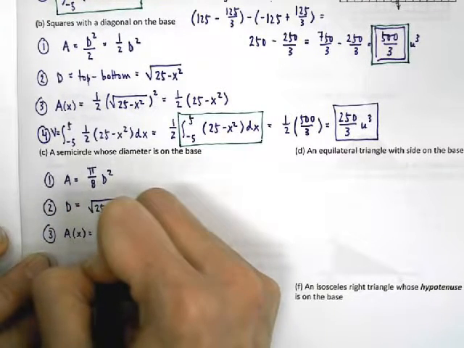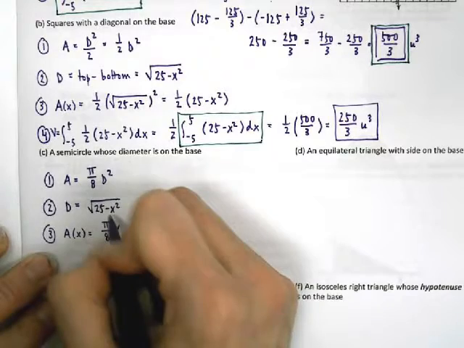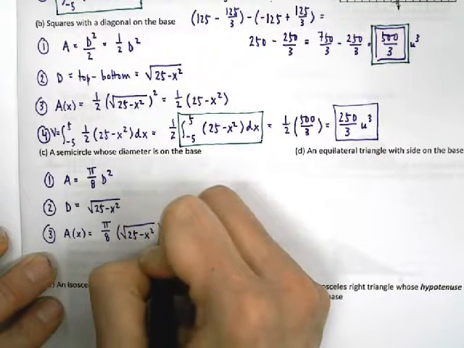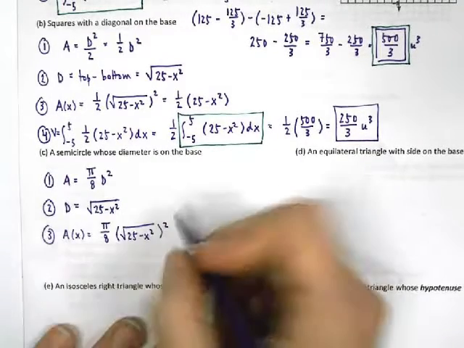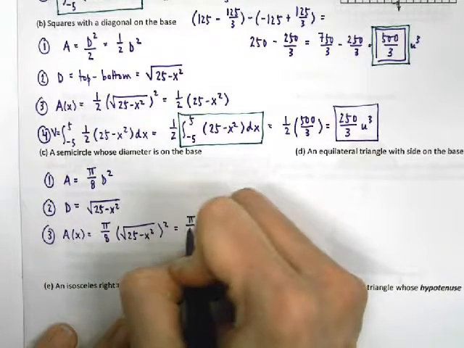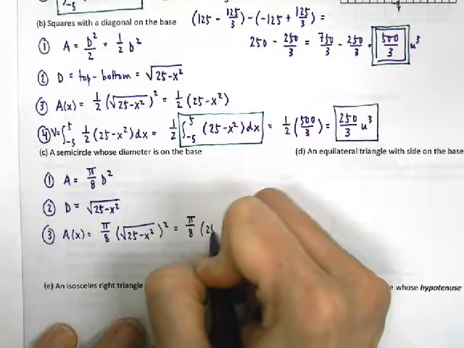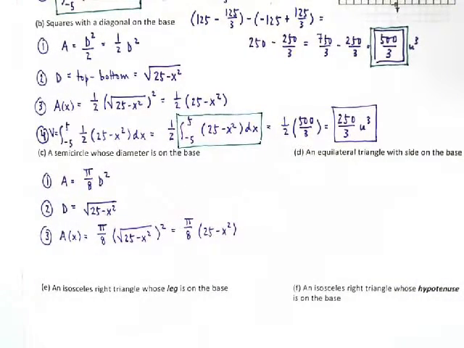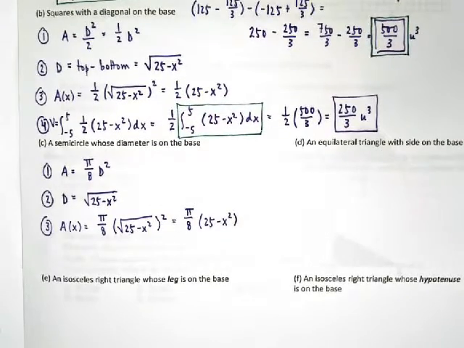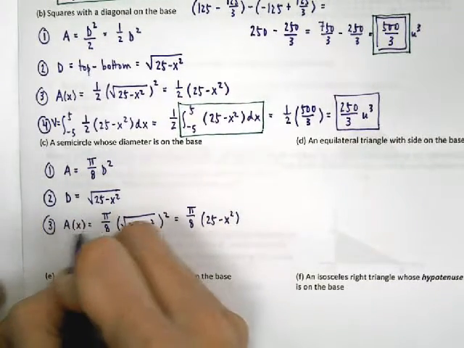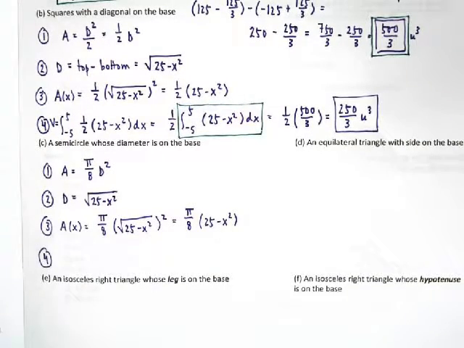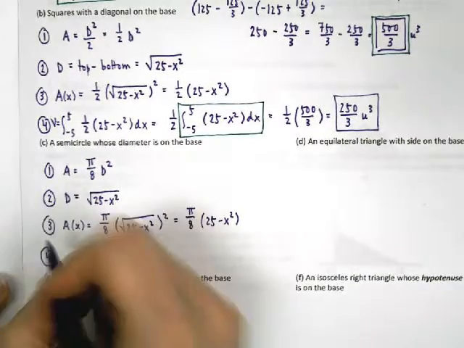So that's going to be pi over 8 times d, the square root of 25 minus x squared, and we're going to square that. So I have pi over 8 times 25 minus x squared. And hopefully you can see where this is going. Now we've got our area formula in terms of x, so it's time to integrate, to add up all those areas to generate our solid.